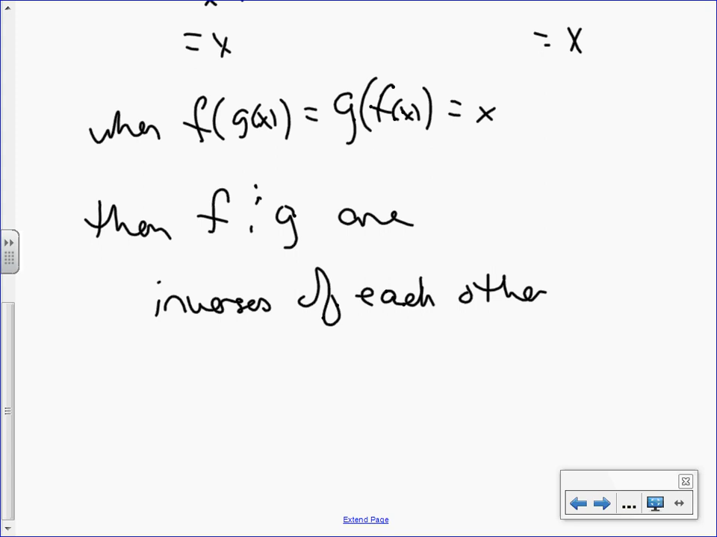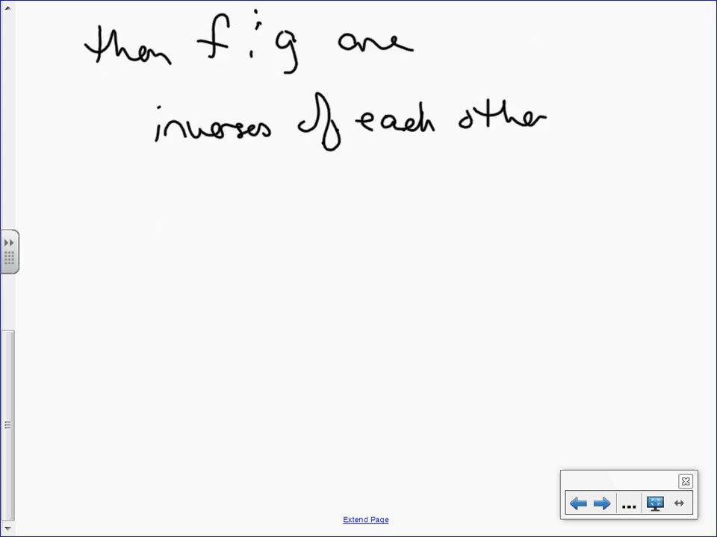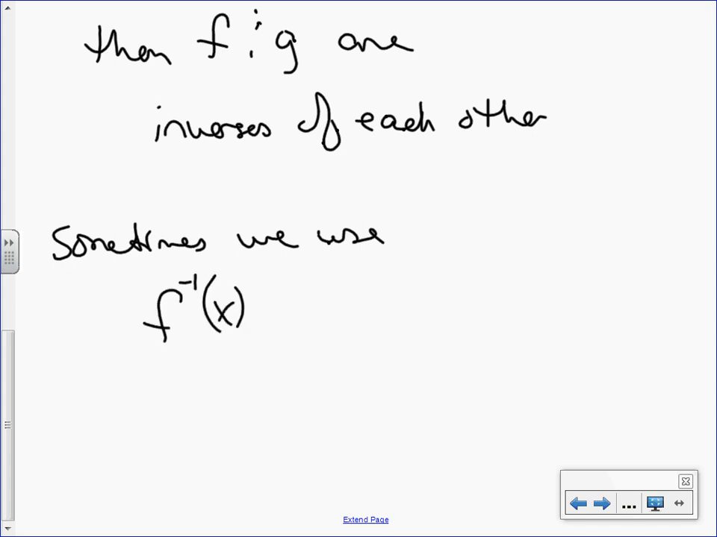Okay, this is coming back to everybody, remembering this a little bit. There was an inverse notation that you had to know. Sometimes we use this to represent the inverse of f.